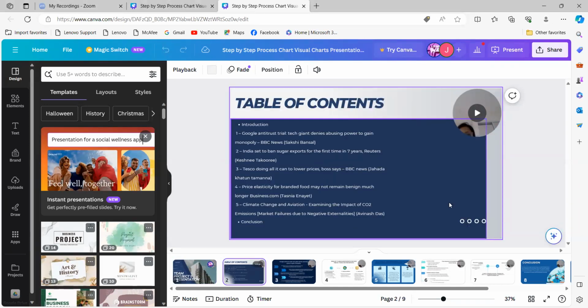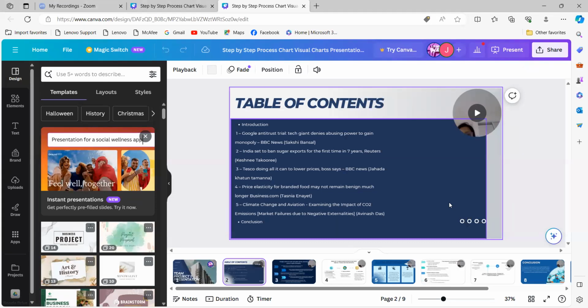So we 5 members researched 5 news items based on 5 topics. Number 1, Google antitrust trial: Tech giant denies abusing power to gain monopoly. The news from BBC, done by Sakshi Banshal. Second news, India set to ban sugar export for first time in 7 years. Reuters, done by Sakshi Keshti.